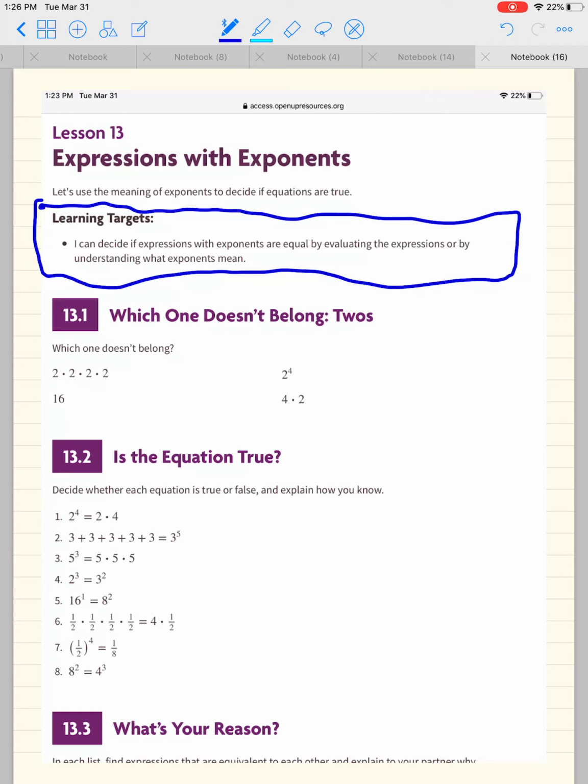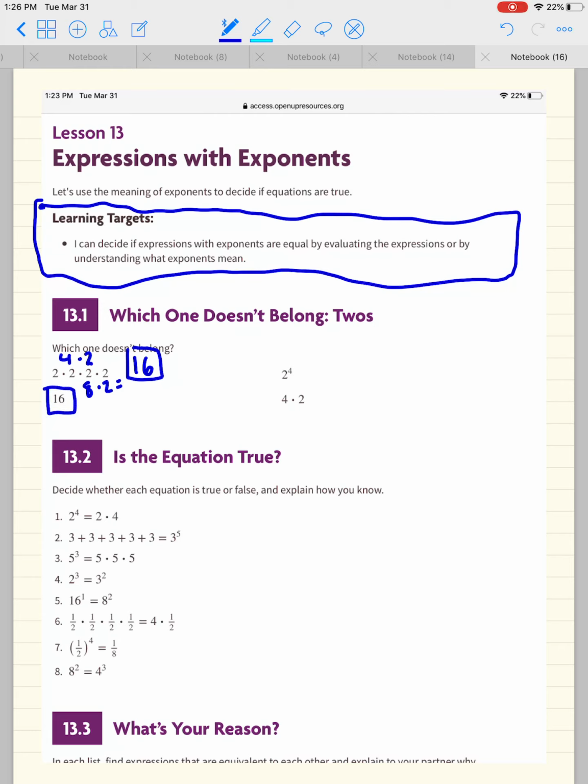And usually with these, all of the expressions are equal to the same thing except one. In order to figure that out, we have to solve the expression. So let's go ahead and look at the first one. We have 2 times 2 times 2 times 2. Okay, so 2 times 2 is 4. 4 times 2 is 8. And 8 times 2 is 16. Okay, so this first one equals 16, and so does this second one.